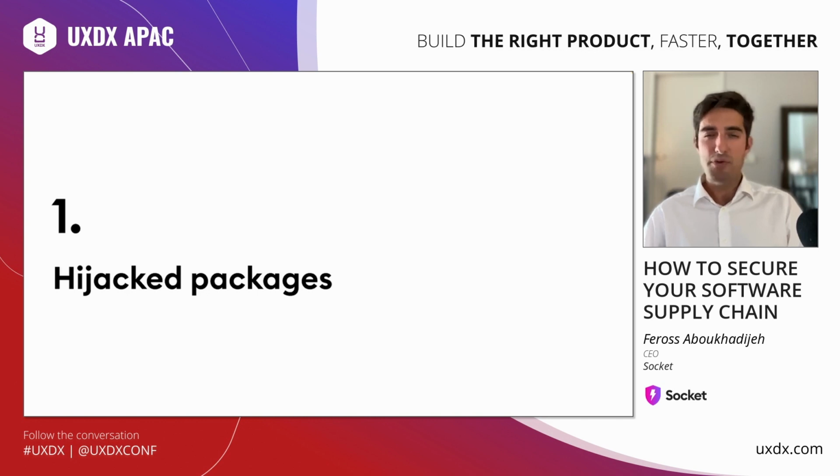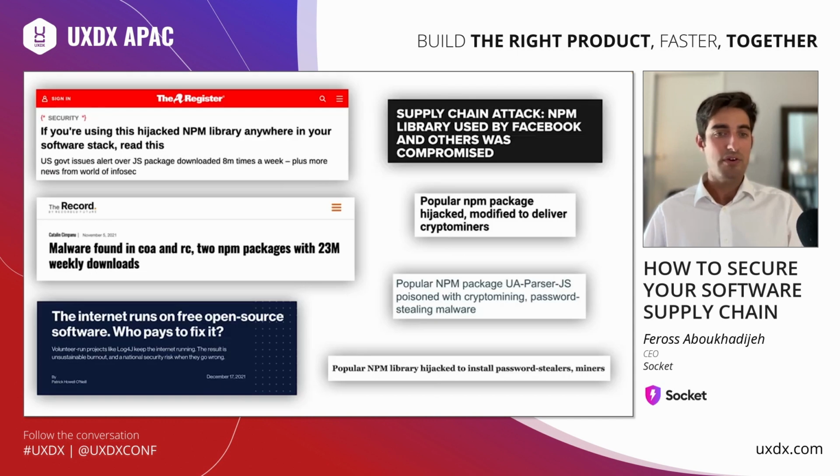The first and most common attack technique is hijacked packages. These are often the source of a lot of the headlines that you see in the news around supply chain attacks and open source packages that have been compromised. This is the same thing that happened in the example that we started this talk with, ua-parser-js.